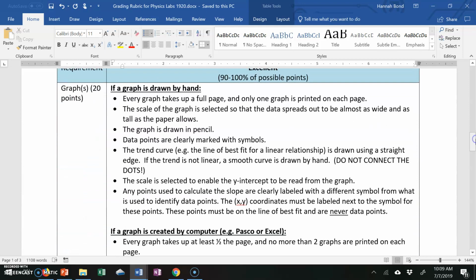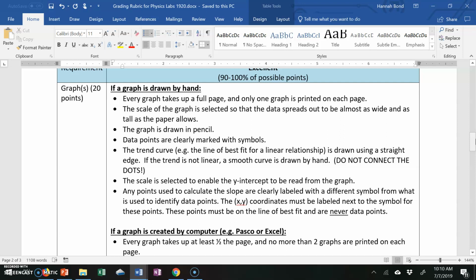Okay, graphs. Notice that graphs account for a large number of points in this grading rubric. So mistakes here can really lower your grade. It's important to be careful to do the graphs correctly. For the first few labs, we will do graphs by hand. Then we will begin using computer, for example, Microsoft Excel or other software to generate the graphs. So there are requirements for both types of graphs in this rubric. Let's look especially at the graphs done by hand, since those are the ones we'll be doing initially.